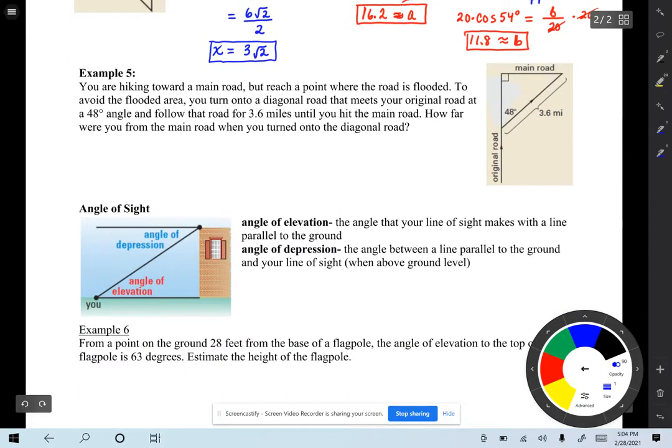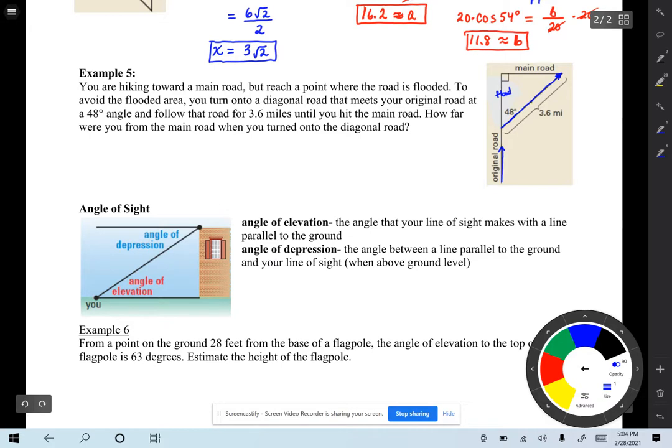Okay, example 5. You are hiking toward a main road. So here you are hiking along, but reach a point where the road is flooded. So you see the little water there. So here's the flooding. To avoid the flooded area, you turn onto a diagonal. So you're turning right here onto a diagonal road that meets your original road at a 48-degree angle, and follow that road for 3.6 miles until you hit the main road. So here you hit the main road.